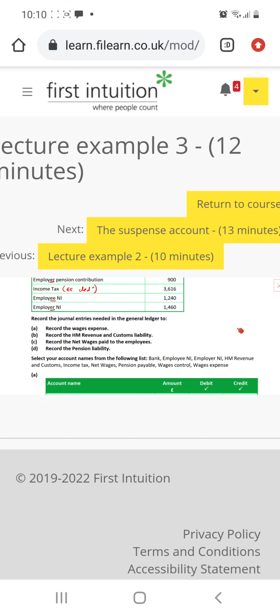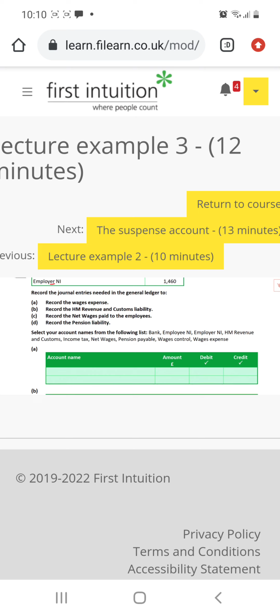When we're dealing with the wage expense, remember, that is the gross wages that we are going to pay the staff. That forms part of the total expense or total cost of the company. We then need to add on any employer national insurance contributions, because that's like an extra cost of employing someone.